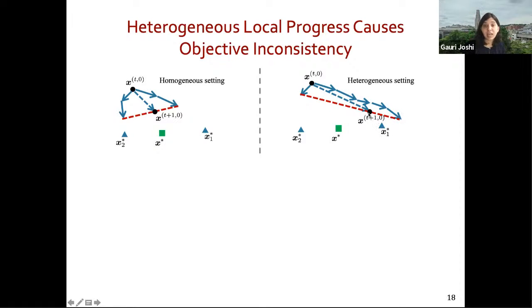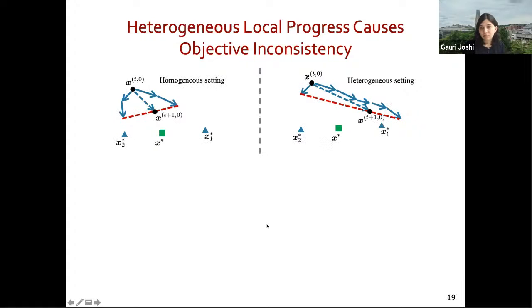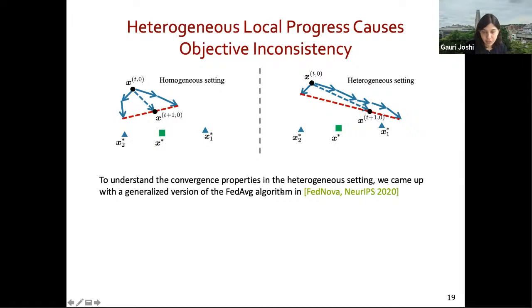And this will happen in every communication round. So the solution will also get biased towards the client which has more local updates. And this bias cannot be just fixed by reducing the learning rate or other techniques that are used to tackle data heterogeneity. So to understand what effect this heterogeneity has, we proposed in our work a generalized version of the federated averaging algorithm.